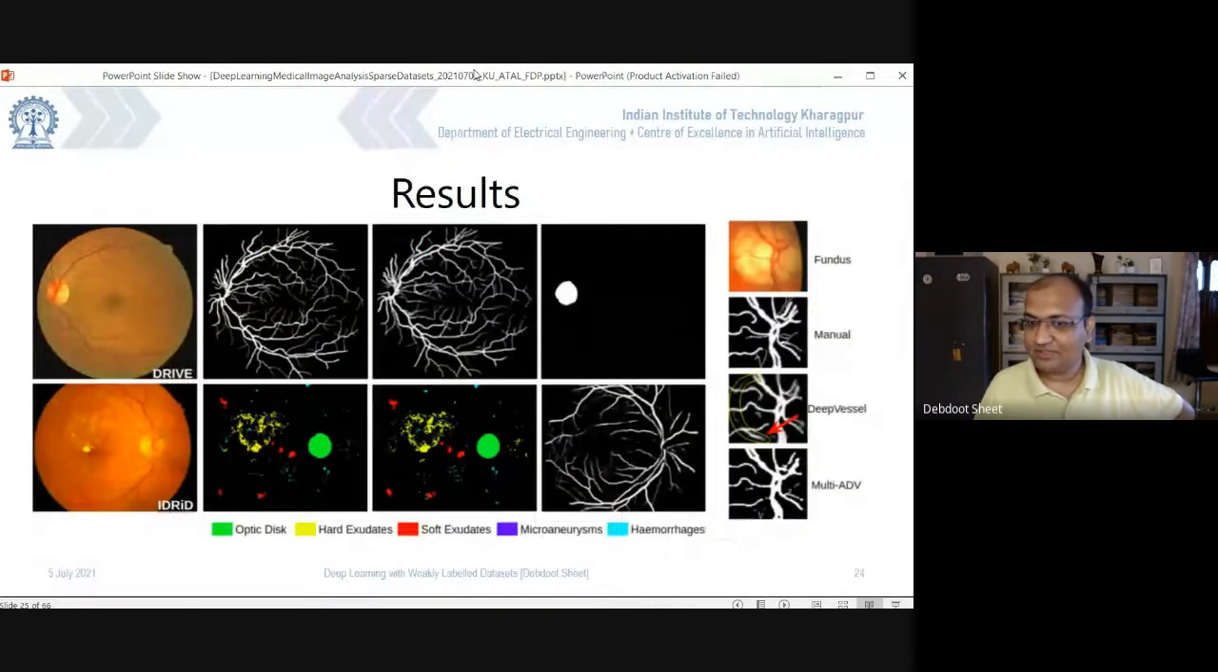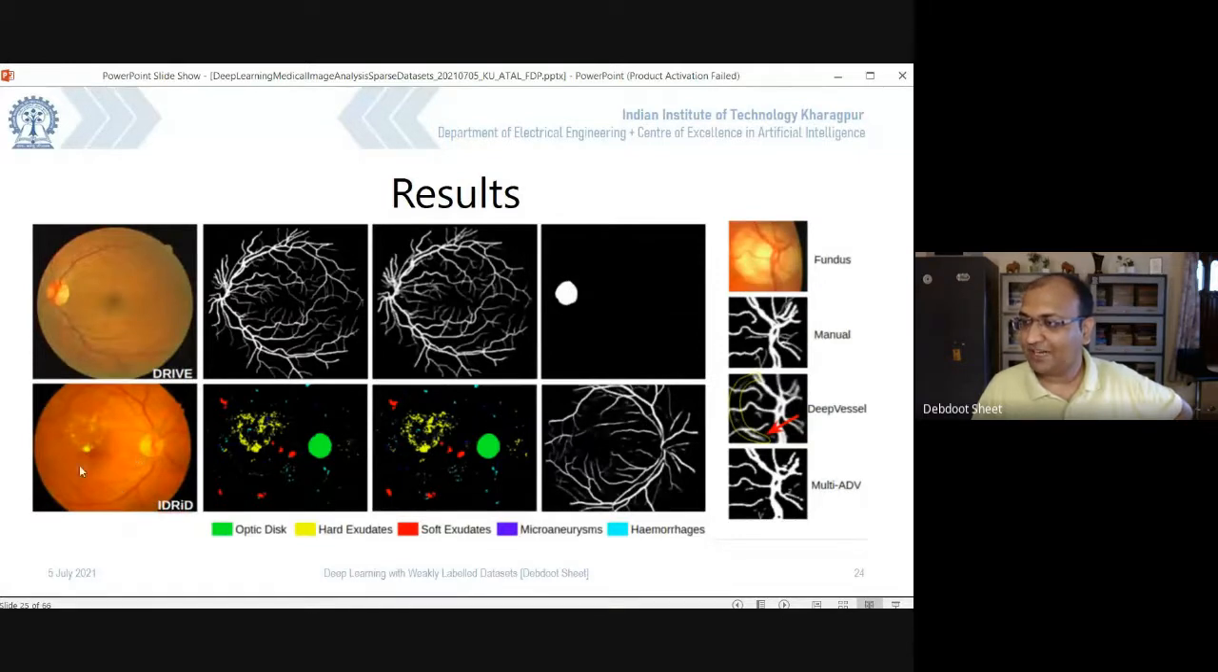So as a result, finally comes down the curtain raiser. This is what we have. On the top over here, this is the image from the DRIVE data set, and you would see that only blood vessel was marked, so we could get the blood vessels very accurately. But the optic disc, which was not marked, we also got. There was no pathology, so we did not get anything.